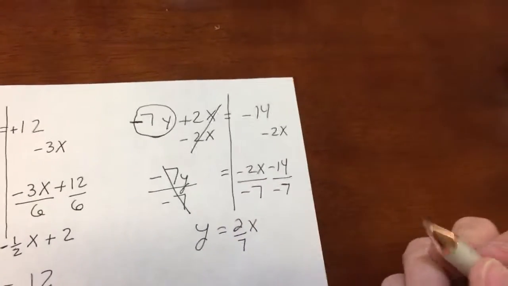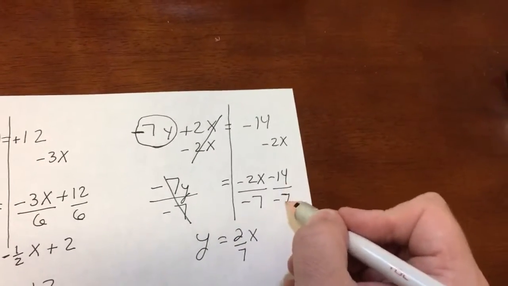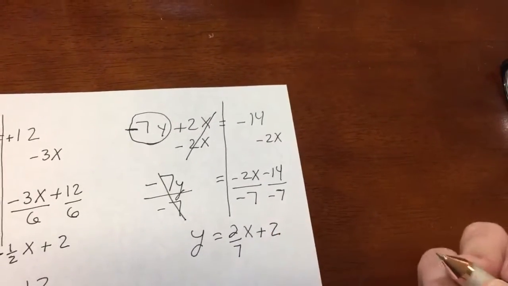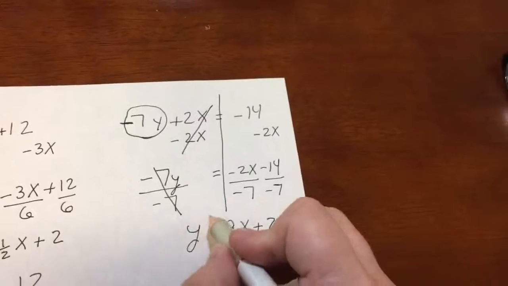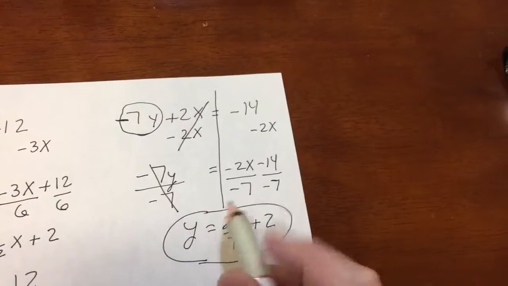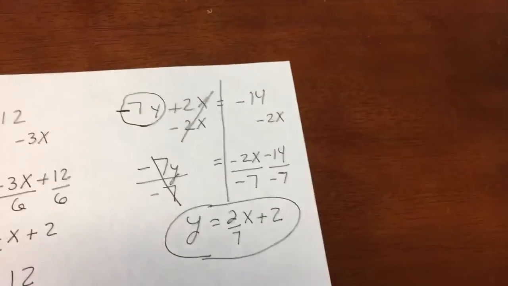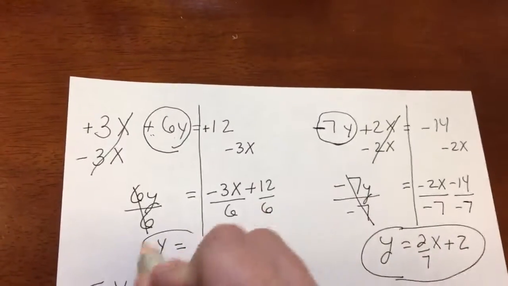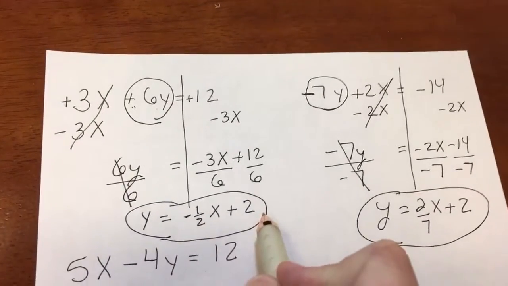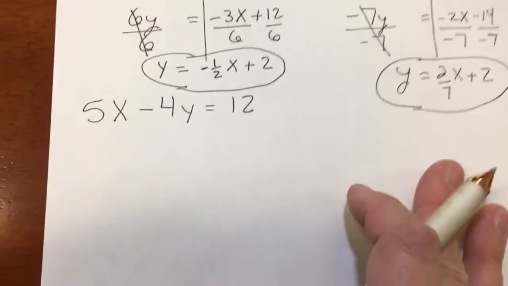Don't forget your x. And then a negative divided by a negative is a positive, and 14 divided by 7 is 2. This is my answer because we have y is equal to, and then everything else is on the right. And again, this was my answer over here because I have y is equal to, and then everything else is on the right. All right, one more example, then you're on your own.